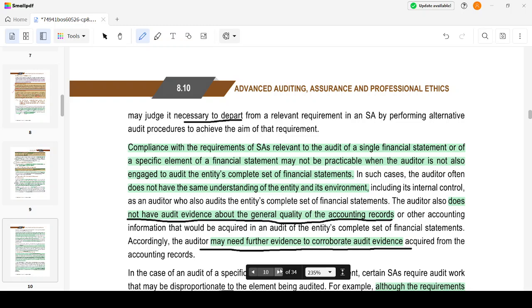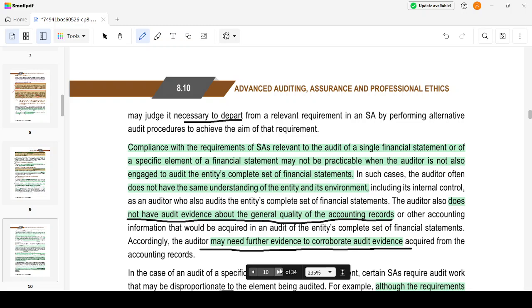Because generally, in relation to the entity and its environment, the auditor of the complete set of financial statements would have a better understanding than me. Also, I will not have evidence about the general quality of the accounting records. Say, assume I am auditing only the inventory part. There is some other part where a huge misstatement has occurred.